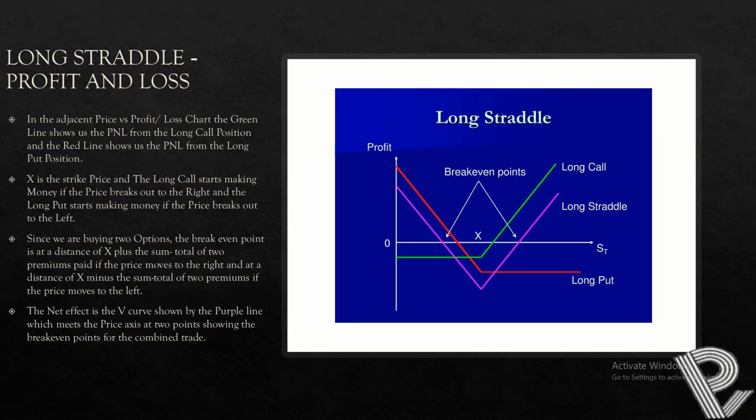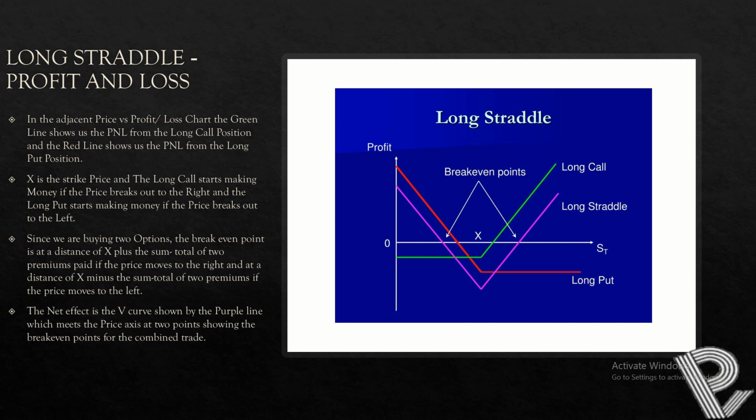Long straddle profit and loss. In the adjacent price versus profit/loss chart, the green line shows us the P&L from the long call position and the red line shows us the P&L from the long put position. X is the strike price, and the long call starts making money if the price breaks out to the right, and the long put starts making money if the price breaks out to the left.